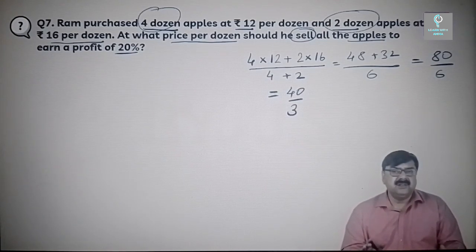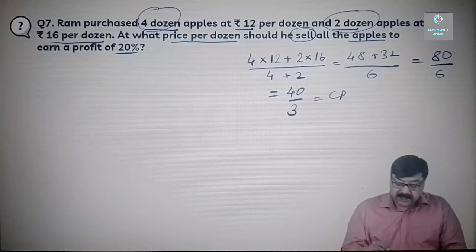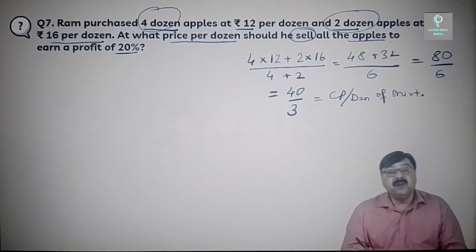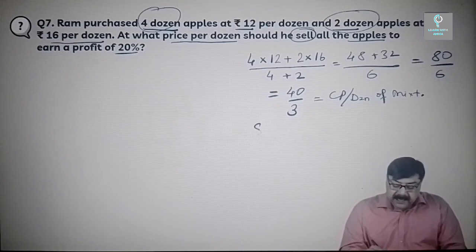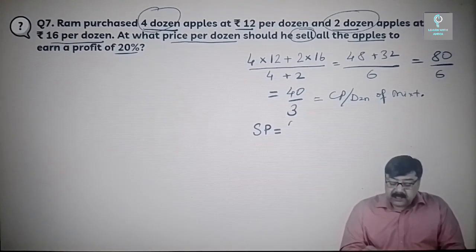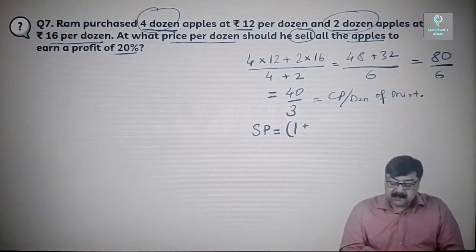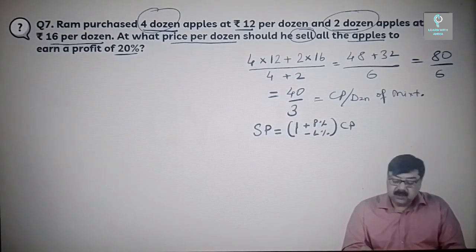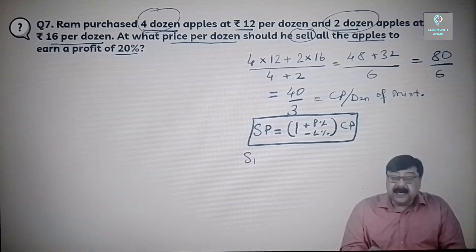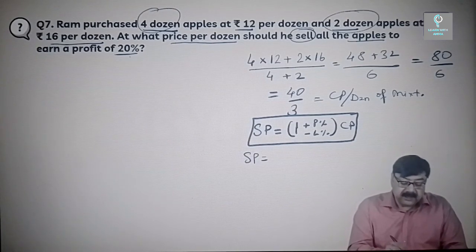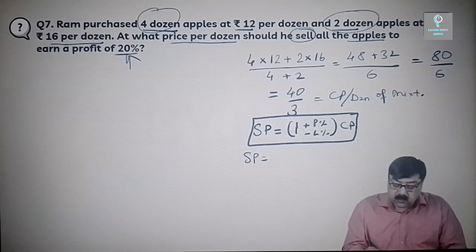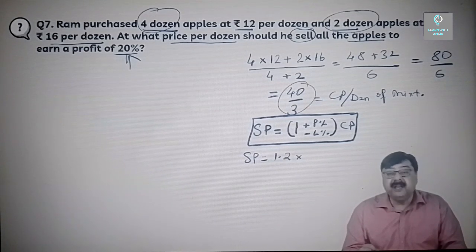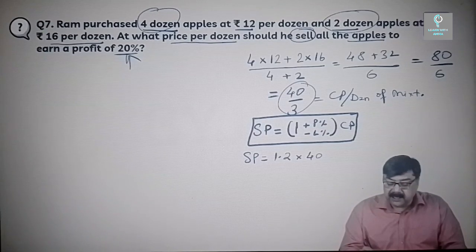Now let us keep it at this. This is, let us say, the cost price per dozen of the mixture of 2 types of apples. So selling price is what we need to find out, which we know is 1 plus profit percent or 1 minus loss percent into cost price. So hence selling price here shall be equal to, profit is given to us as 20%. So 1.2 times cost price, we already have found out to be 40 by 3.